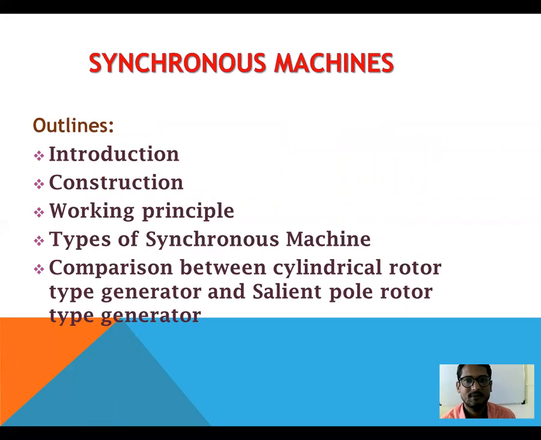In this chapter, we will discuss the introduction of synchronous machines, construction of synchronous machines, working principle of synchronous machines, types of synchronous machines, comparison between cylindrical rotor, after that, types of generators, salient pole rotor, and types of generators.